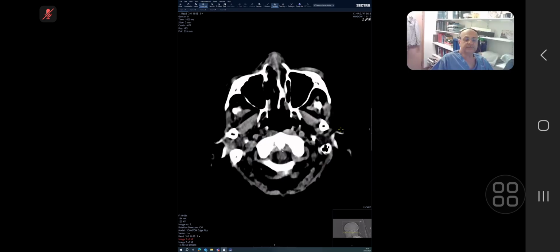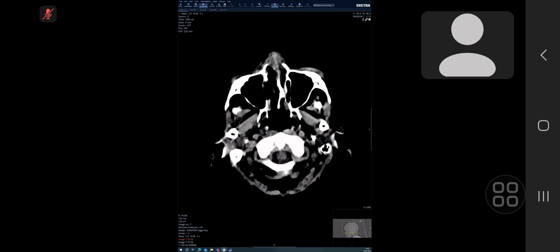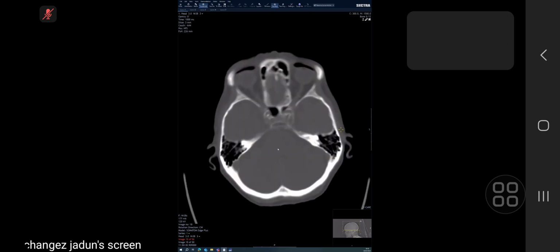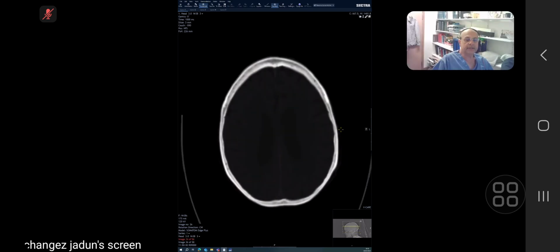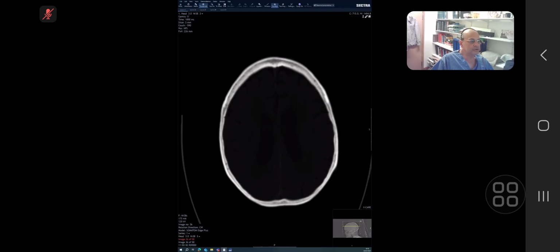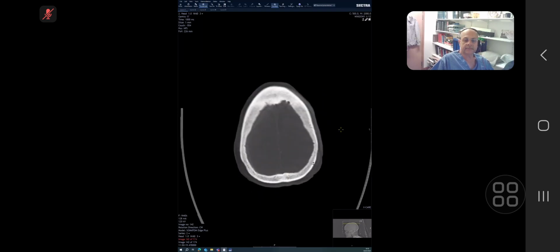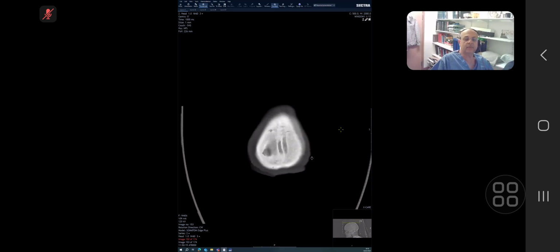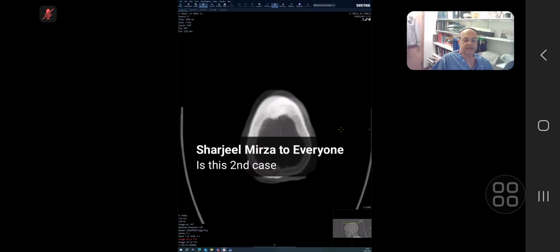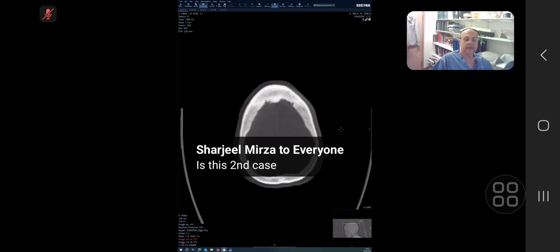you did not ask me to show you the bone window. So now I'm going to show you the bone window. So have a look at the bone window. Very, very important in exam to show the bone window, or at least ask the examiner, I want to see the bone window. Especially this is a trauma situation. Okay, over to you.